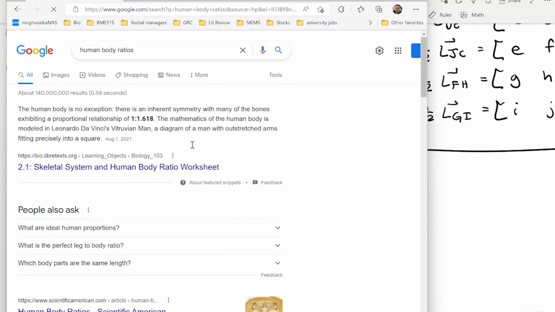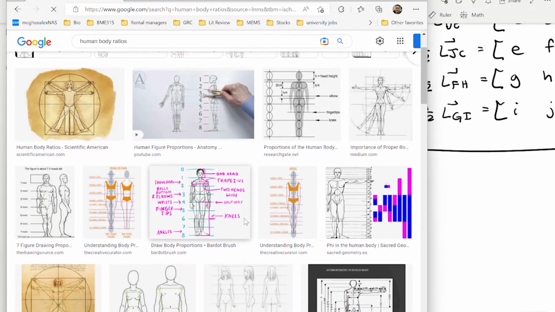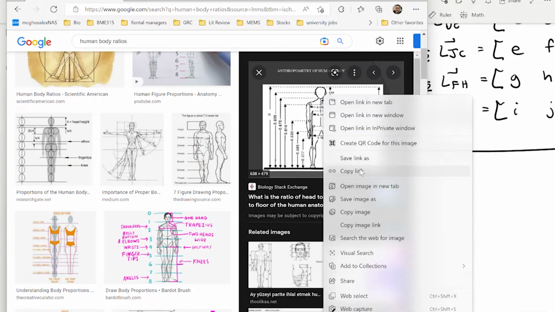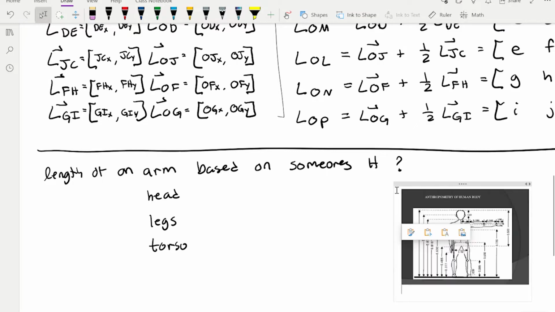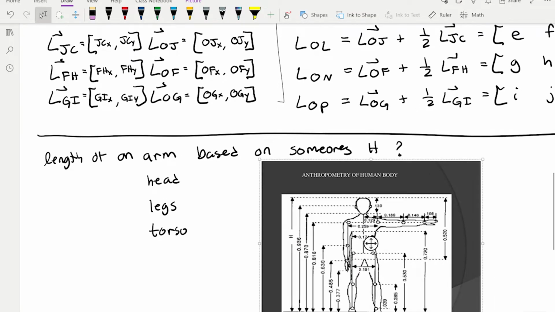So let's just go to Google. We could type in human body ratios as our search. Maybe go to images and find one that we like. This one looks good. These have lengths in terms of body height, so that's perfect. So let's just write these equations down real quick.